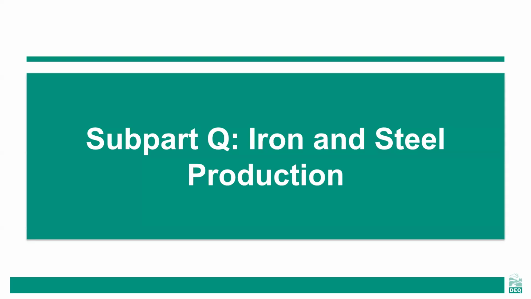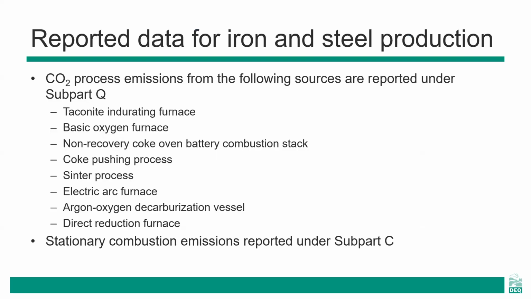We will now discuss subpart Q, iron and steel production. There are combustion emissions from a variety of sources, including but not limited to byproduct recovery, coke oven battery, combustion stacks, blast furnace stoves, boilers, process heaters, reheat furnaces, annealing furnaces, flame suppression, ladle heaters, etc.